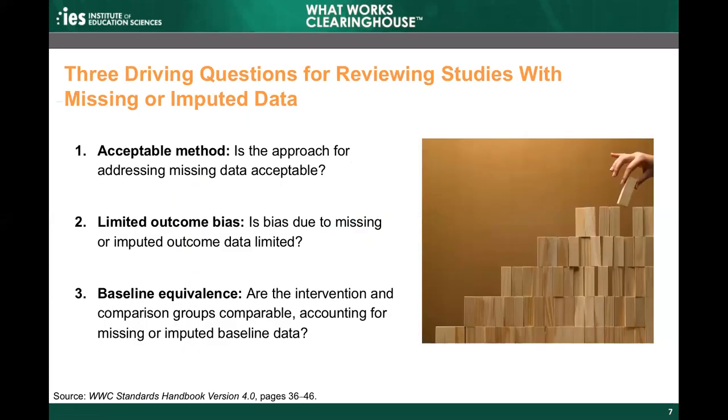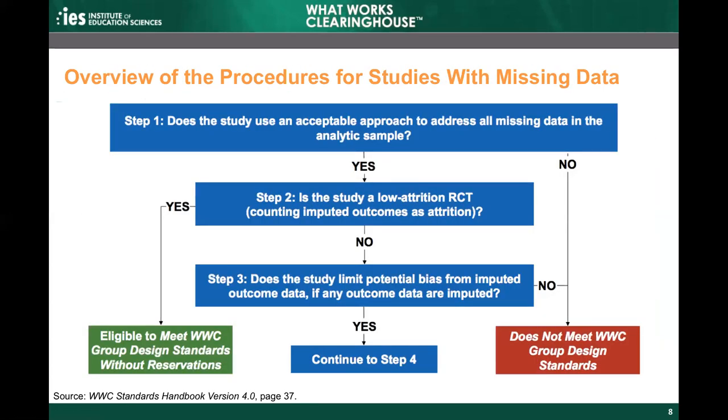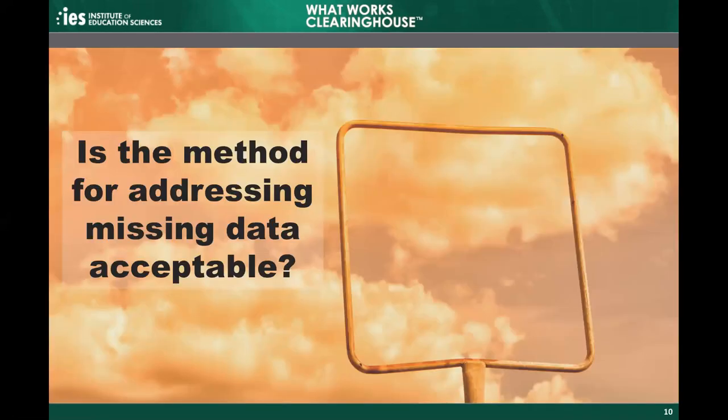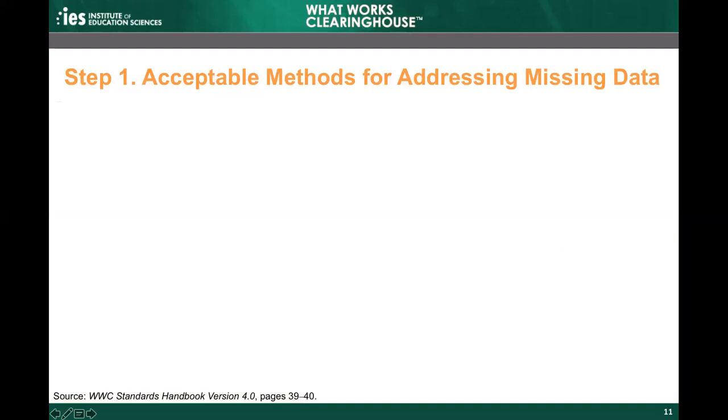So now we're going to start to get into these nitty-gritty details of the steps. I'm sure this figure looks quite familiar to folks, as this is the flow chart that's provided in the 4.0 standards handbook. It starts on page 8, and the flow chart continues on page 9. And we're going to go through this rather quickly, because in the remainder of the webinar, we're actually going to break down each of these steps. So we are going to begin with step 1, which asks us if the method for addressing missing data is acceptable.